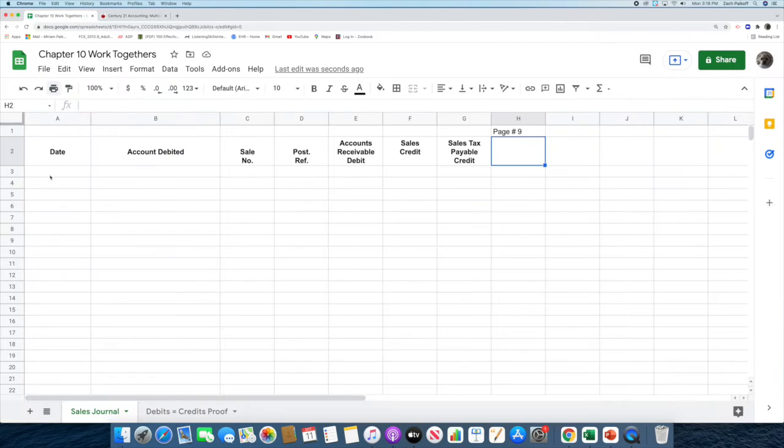Okay, so for this transaction, the first thing that we're going to do here is put in the date, which is September 1st, of the current year, which is 2021, in the date column. Next, we're going to put in the name of the customer, which is Adrian Mikowski, in the account debited column. After that, we're going to put in the sales invoice number, which is 104, in the sales invoice number column. And then we're going to record the $800 in the sales credit column. We're going to record the $48 in the sales tax payable credit column. And then we're going to record the total of those two numbers, which is $848, in the accounts receivable debit column. Okay, so that was the first transaction.